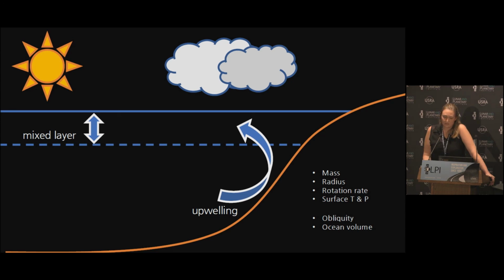And so moving forward, I don't have all of the answers yet, but I think that it'll be really important to try to link our understanding of ocean circulation to observables for exoplanets, because this is something that will strongly modulate the degree to which the deep ocean is communicating with the atmosphere. So that might include understanding how planet mass and radius and rotation rate, how surface pressure and temperature affect the mixed layer depth and global upwelling rates.